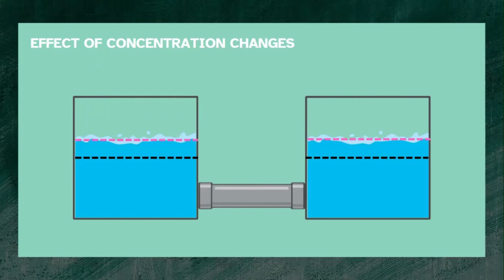Conversely, if water is removed from tank B, the lowering of the water level also triggers stress. Water from tank A flows into tank B in order to restore the equilibrium. For a system at equilibrium, the reaction quotient equals the equilibrium constant.